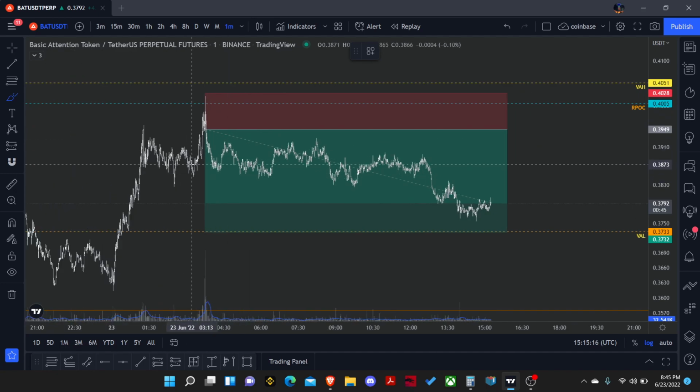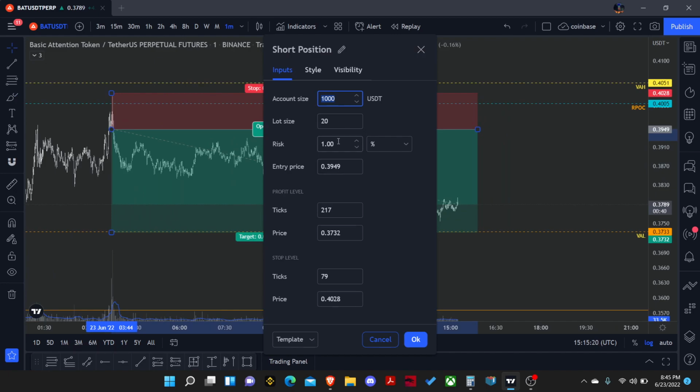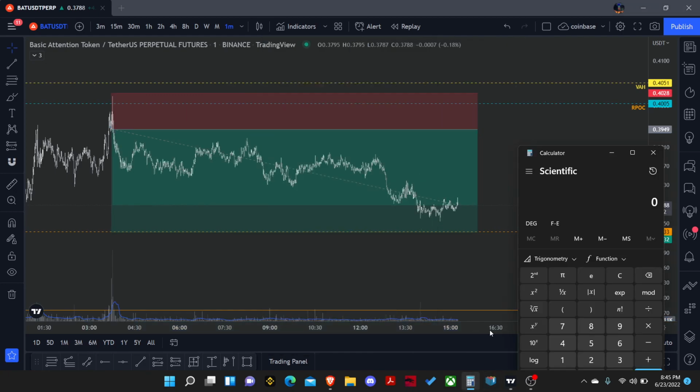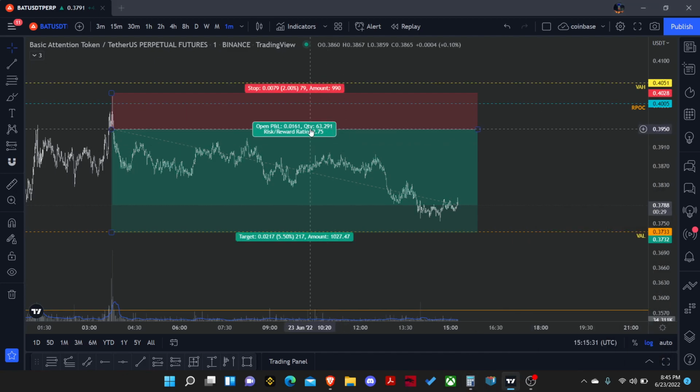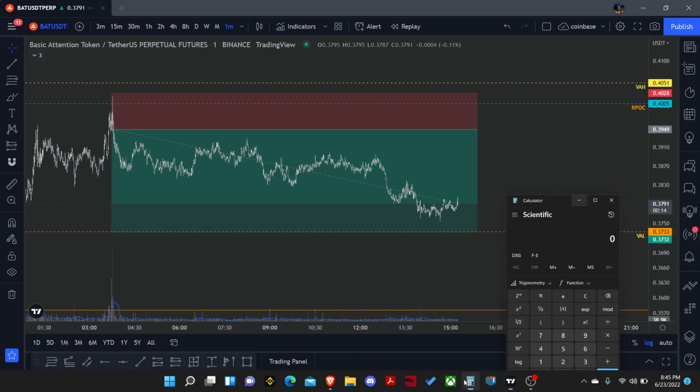So here is how you can find your position sizing. You put in the settings here, 20x leverage, and a 1% risk. Then the next process is really simple. Either you can enter this 63 quantity directly into your exchange platform, where you get an option to enter your quantity. It's 63.291.